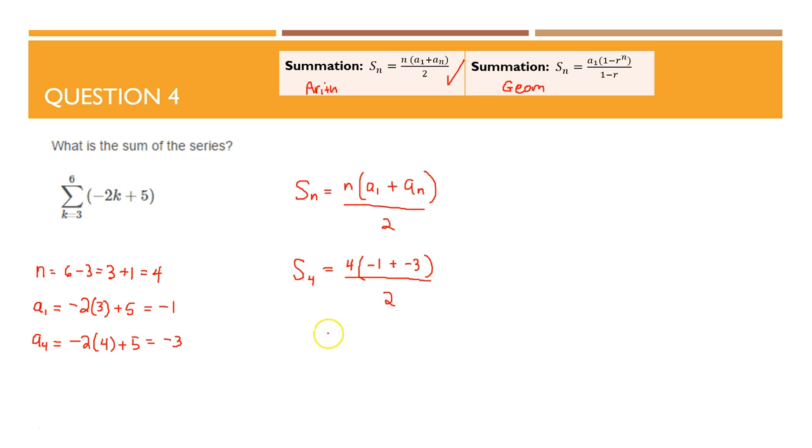All divided by 2. All right, so we just substitute this into our formula. We get S sub 4 equals 4 times negative 4, divided by 2. 4 times negative 4 is negative 16. So it's negative 16 divided by 2. You get negative 8 as your final answer.